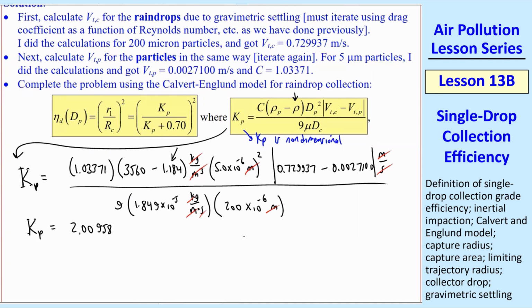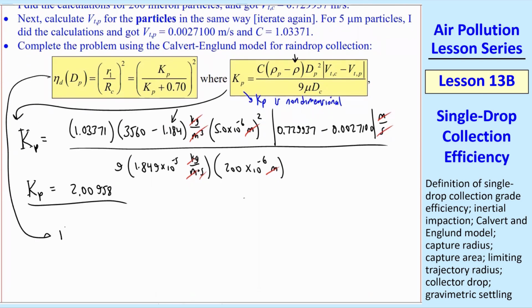I get Kp equal almost exactly 2.00958. Keeping lots of digits to avoid round-off error. Now I use my equation for A to D at this particular dP, which is 5 microns. Just plug in that Kp, so that's a nice easy equation.